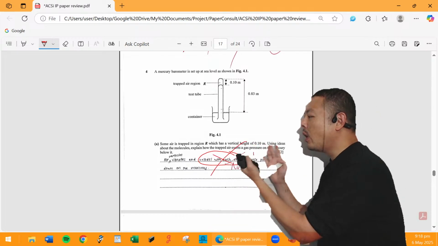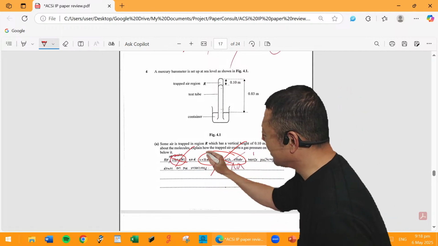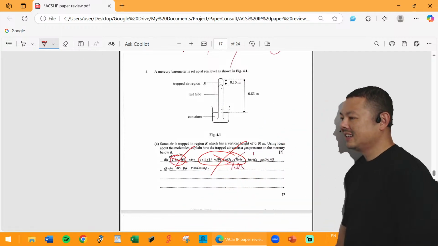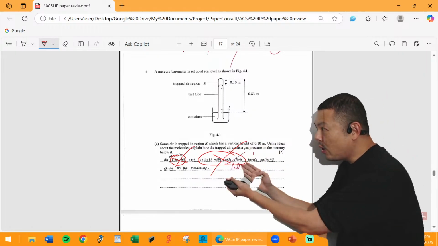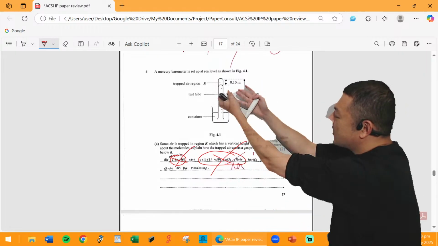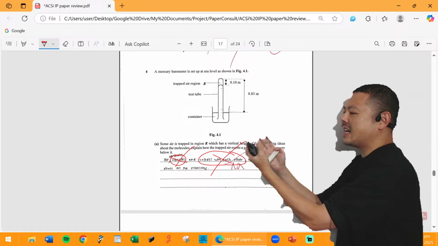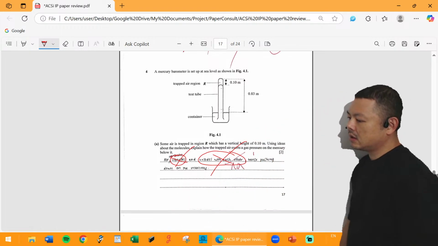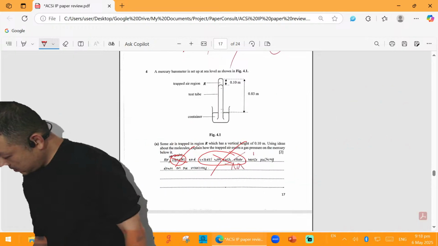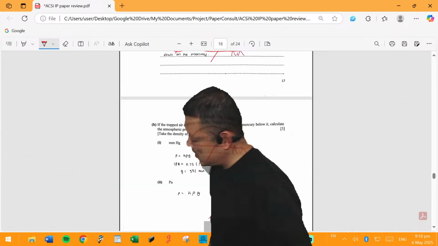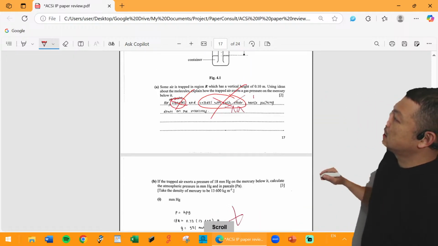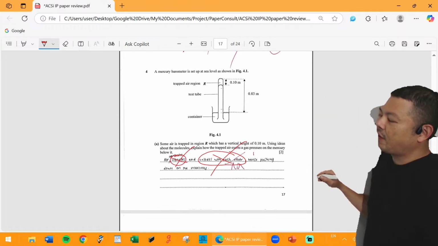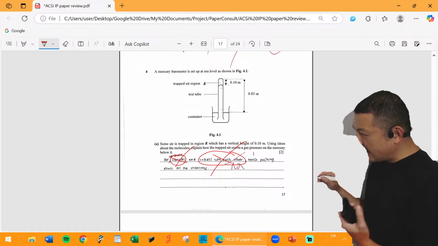Collide with the walls. Air particles don't even vibrate. Collide with the walls, collide with the mercury surface. Exerts a force, exerts a pressure. I wouldn't even give you 1 mark for this. Okay, next one. Exerts a force, exerts a pressure. You have to have both.